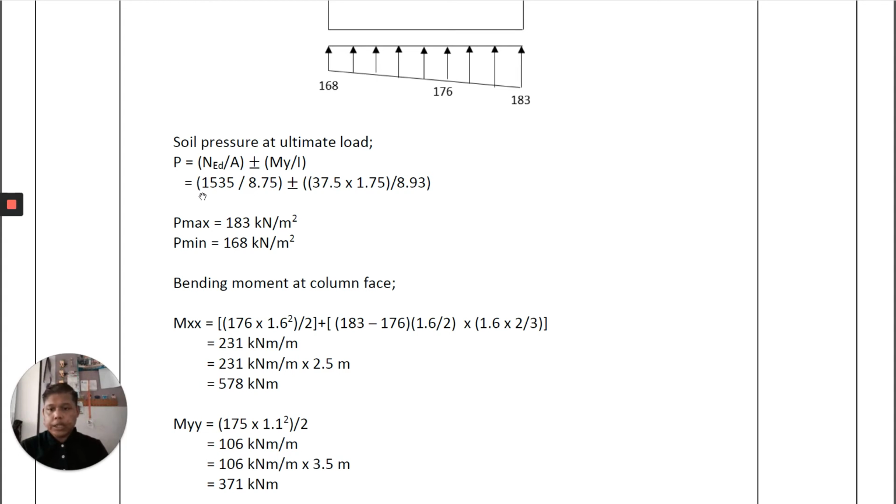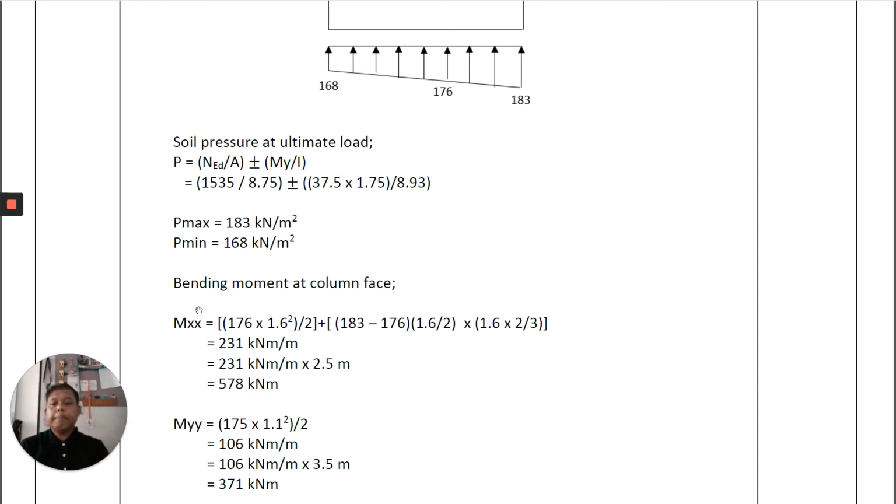So here is the calculation. NED is 1535, which is the factorized value, divided by area of the footing, okay, plus minus the moment times the Y over 8.93. 8.93 is the I. Then you get the P maximum and also P minimum.